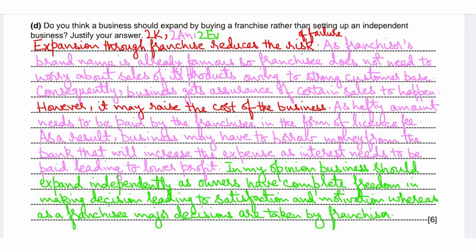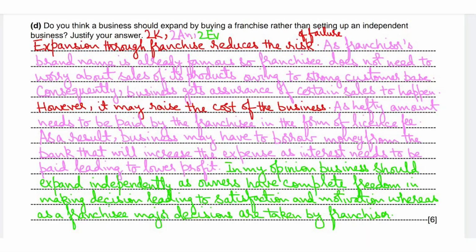Now the D part, do you think, again there are 2 marks for knowledge, 2 for analysis and 2 for evaluation. There are no marks for application at all, right? According to new pattern. Okay, now expansion through franchise reduces the risk of failure. Now what am I doing? I'm again discussing the pros and cons, or at least one advantage or one disadvantage of either to go with franchise business or not. So I first mentioned an advantage that it would reduce the risk of failure. And now I would need to explain that, and that would be my analysis.